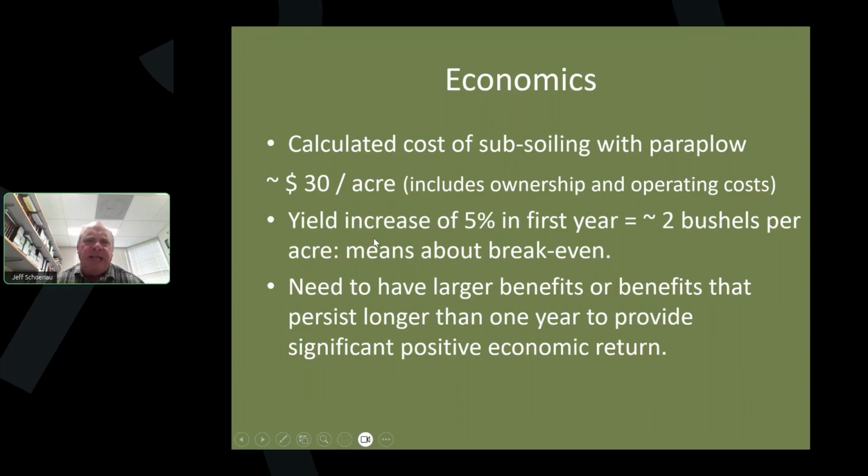And if you're looking at a yield increase of maybe 5% in that first year, and maybe that works out to about 2 bushels per acre, assign a cost to that, $12, $14, $15 a bushel if you're talking about canola, it's about break even. And so really what that means, and the conclusion was, you need to have some larger benefits or benefits that are going to persist longer than 1 year to provide a significant positive economic return.